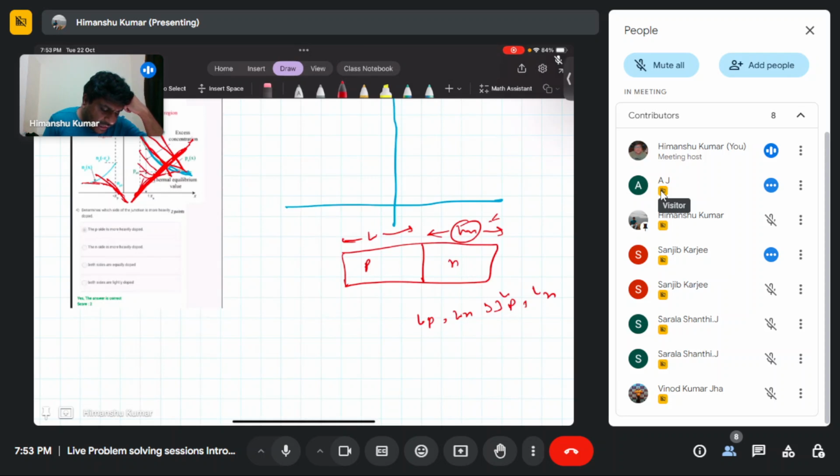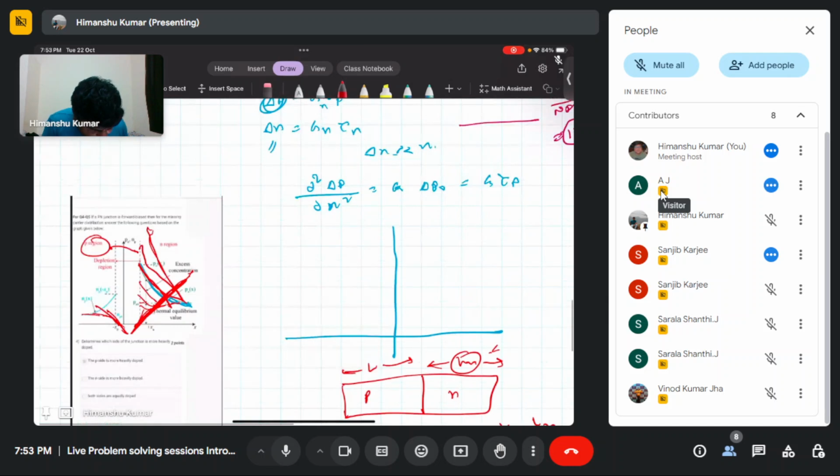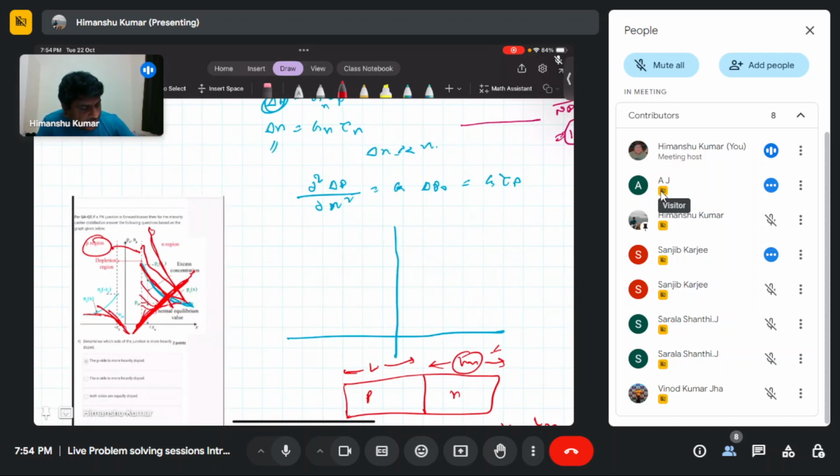The N region is highly diffusive. Diffusion length is a material property. This diffusion length LP is equal to the square root of DP times tau p, and DP you can calculate from the Einstein relation: DP by DN equals kT by q. So if you know the diffusion length of electrons, then the diffusion length of holes is also fixed, based on tau p and LP following this relation.